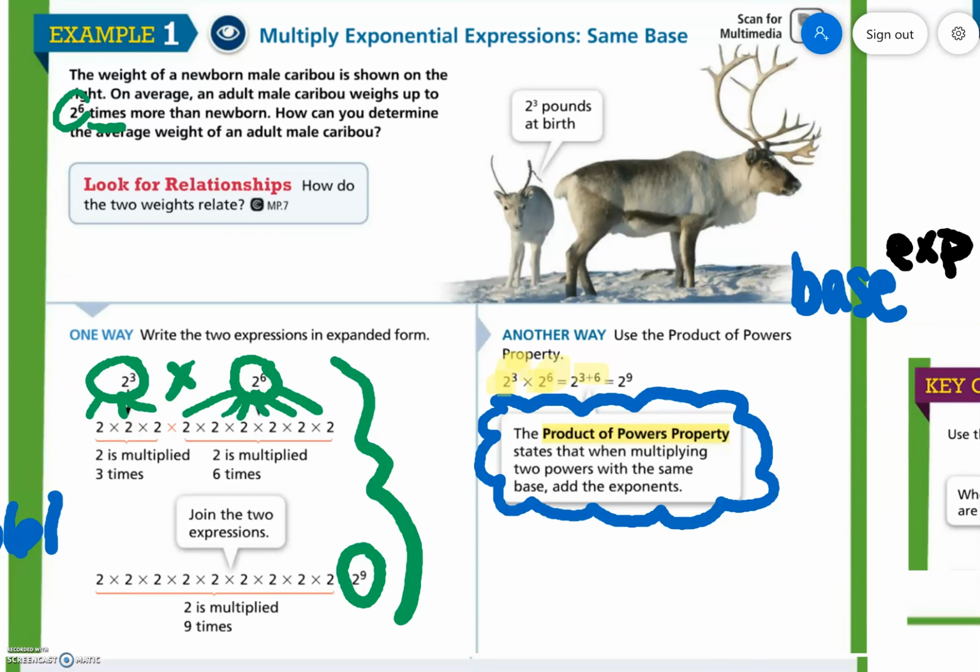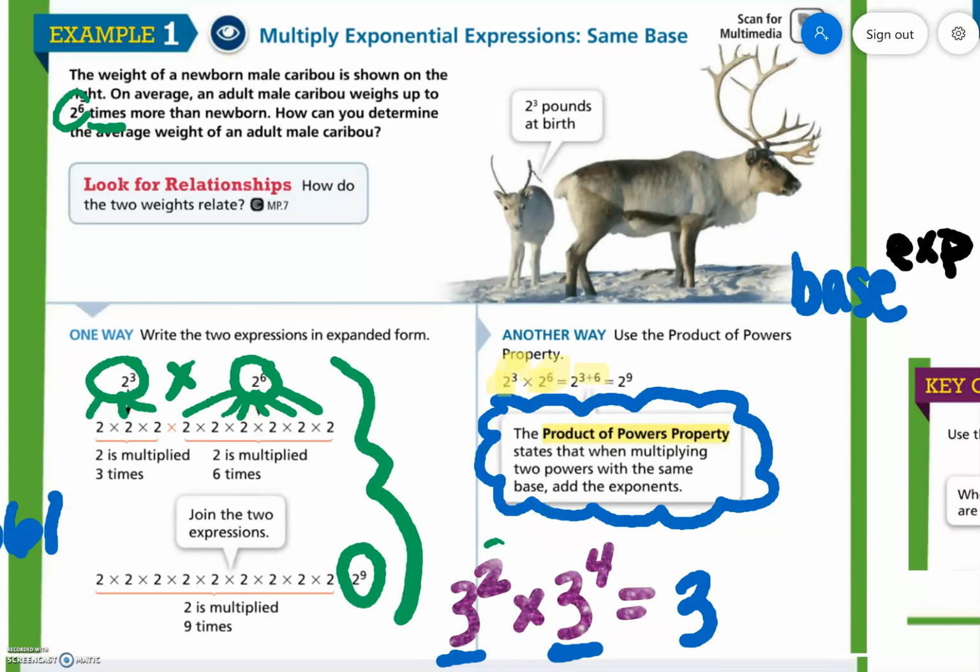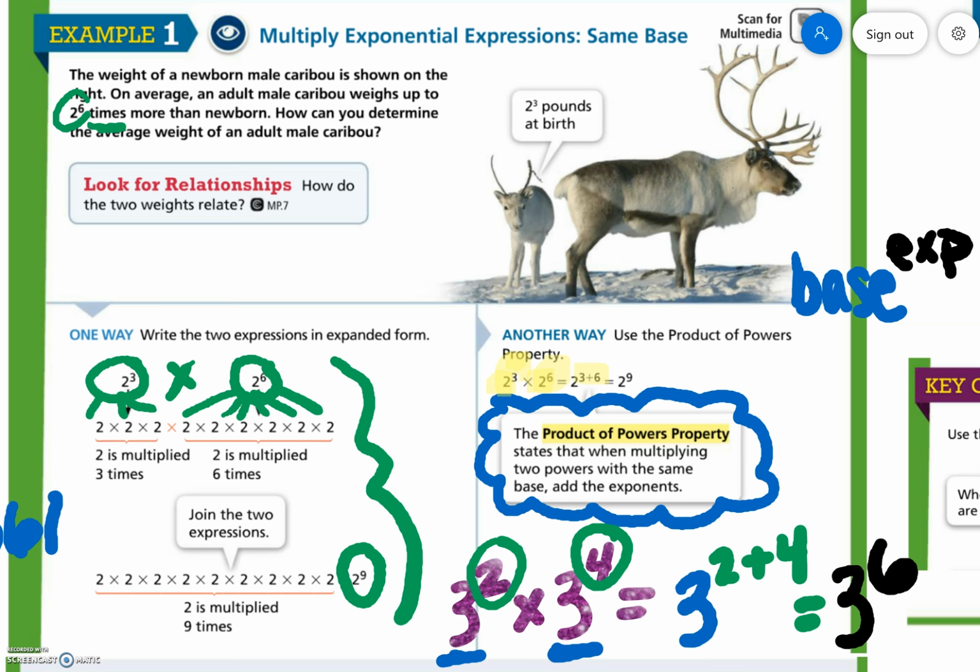So maybe if we had something like 3 squared times 3 to the 4th power, we keep the base. The base is the big number on the bottom. That stays the same, so it's still 3. And what do we have to do with the exponents? Add them. 2 plus 4. So this gives us 3 raised to the 6th power.